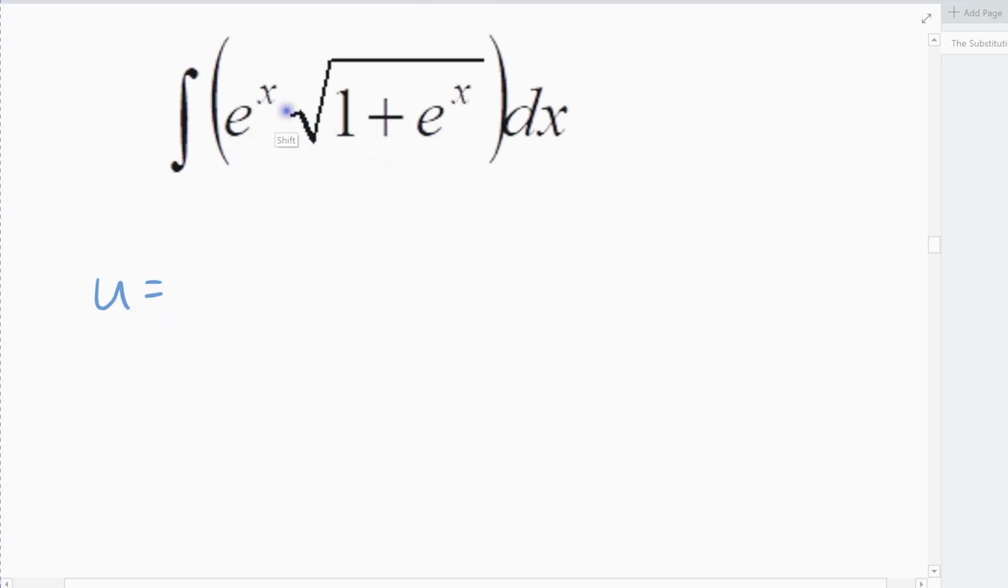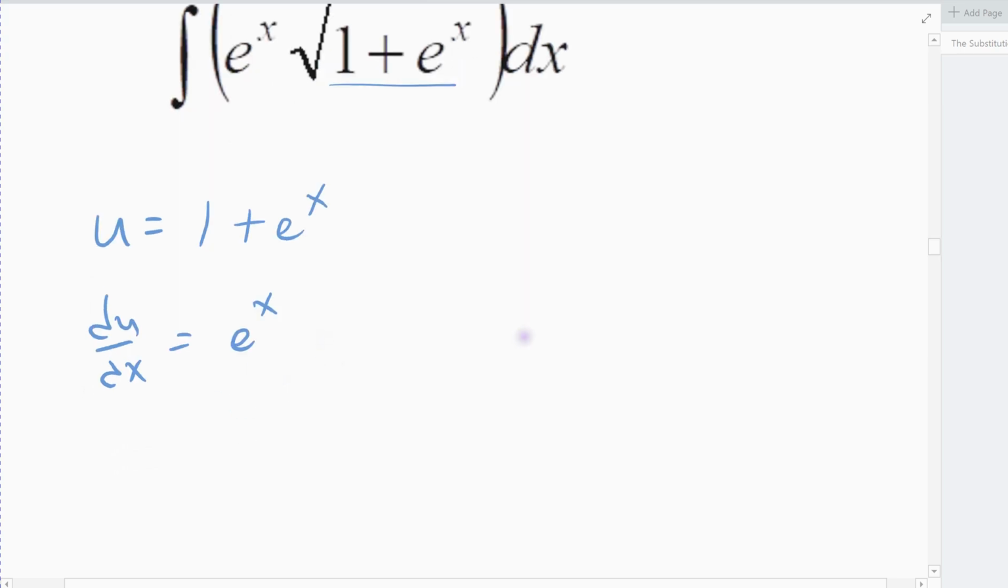All right, so this is kind of similar to the last one, but it's a little easier because there's no constants. There's the square root function. Inside the square root is a 1 plus e to the x. Well, that's what my u is going to be. Take the derivative of the inside. Well, the 1 will zero out. The derivative of e to the x is just e to the x.